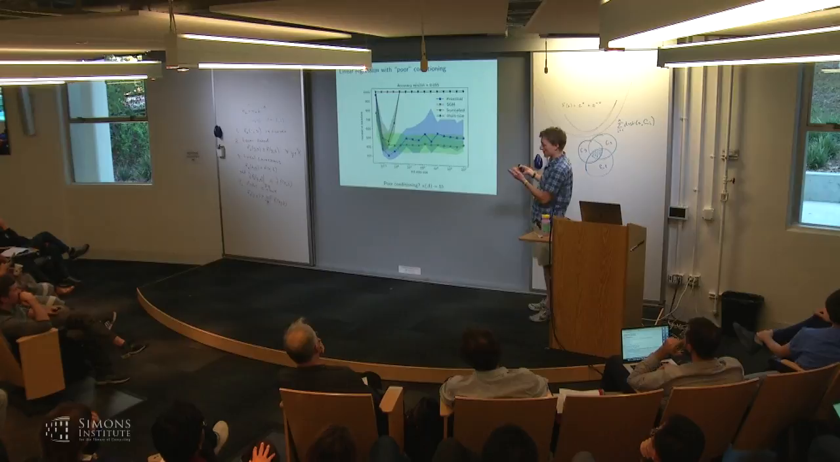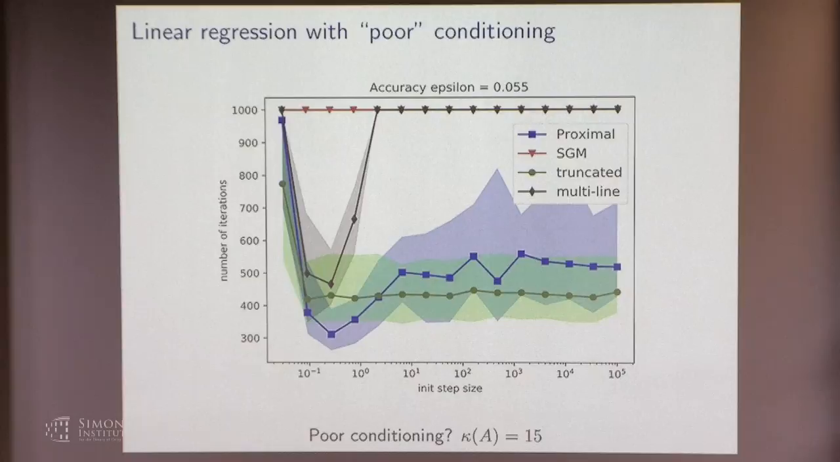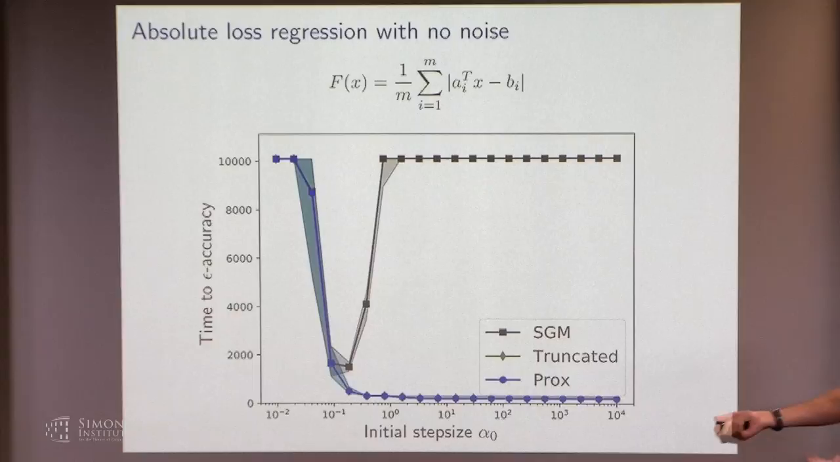If you ran long enough, eventually this will converge, but it's just not converging as soon as the data is a little bit off of isotropic Gaussian random vectors. To me, this gives me pause about relying on stochastic gradient methods. Okay, absolute regression loss with no noise, similar story.